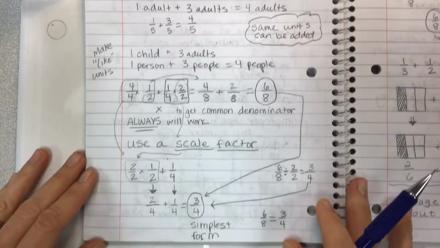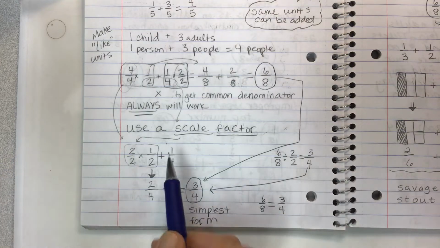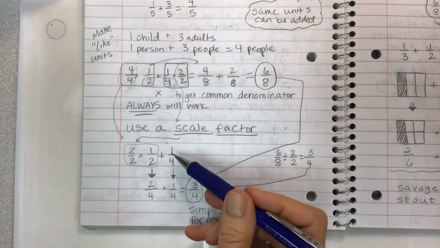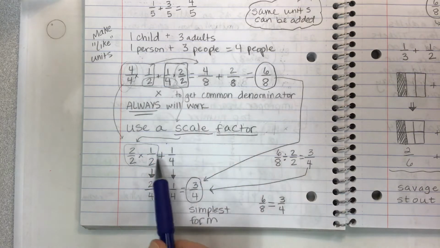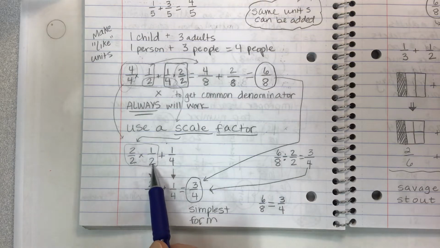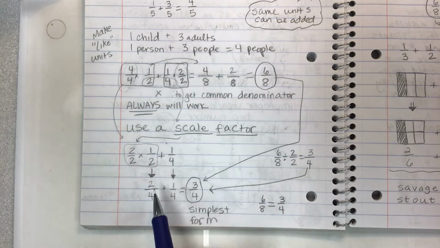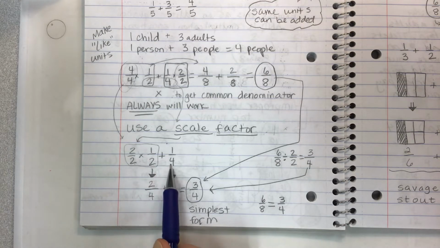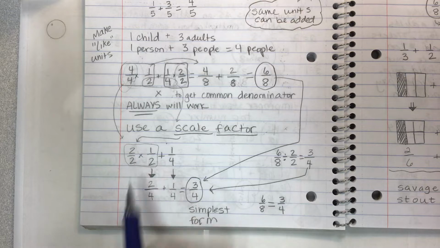Now, there's another way that you can use a scale factor. If you say, well, I know that 4 is a multiple of 2, so instead of changing both of these fractions, maybe I'll just change one. I'll just turn the halves into fourths. Well, how can you do that? Well, you would choose a scale factor that will get you that 4. Okay, and you get to choose what the scale factor is.